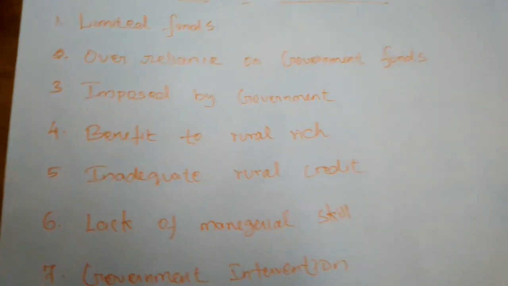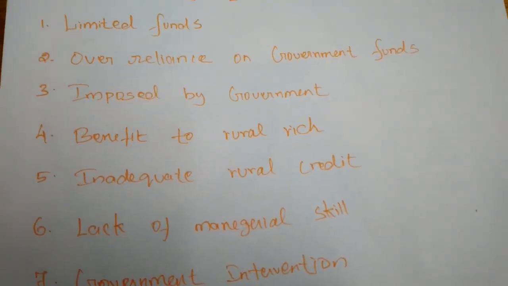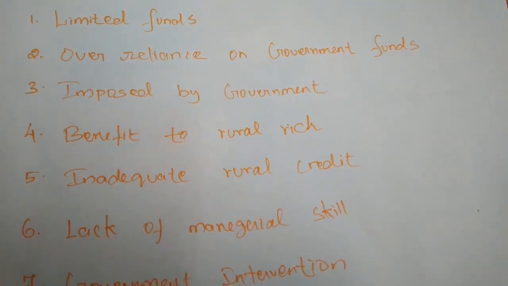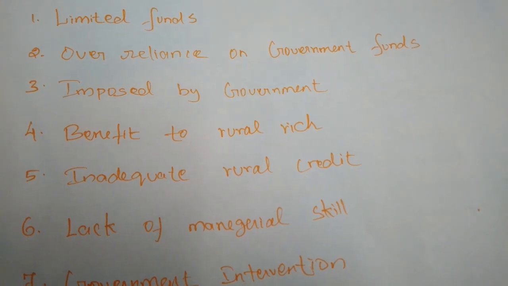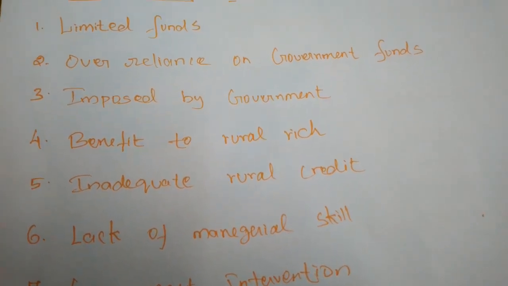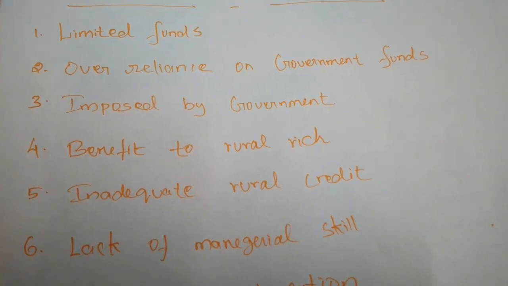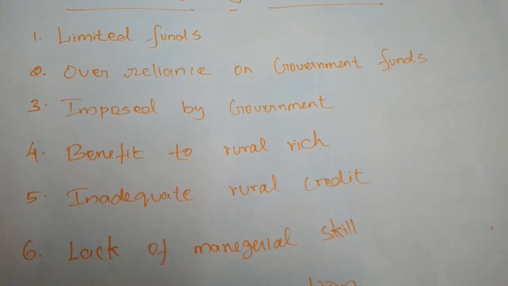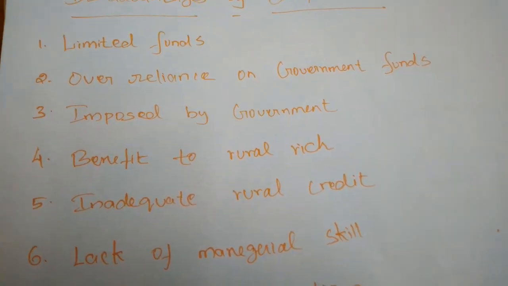Because some of the cooperative organizations are imposed and established by the government only, the poor people are not able to join as members or do not have the interest in joining as members. So there is no chance of spreading the advantages of the cooperative organizations among the poorest people.